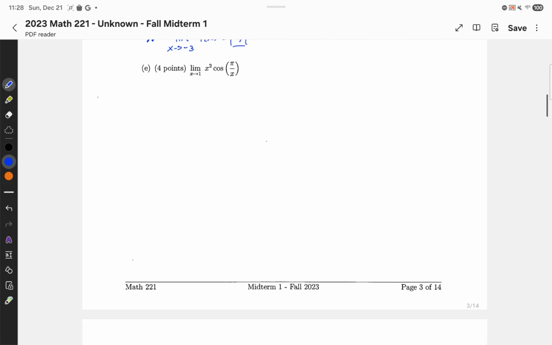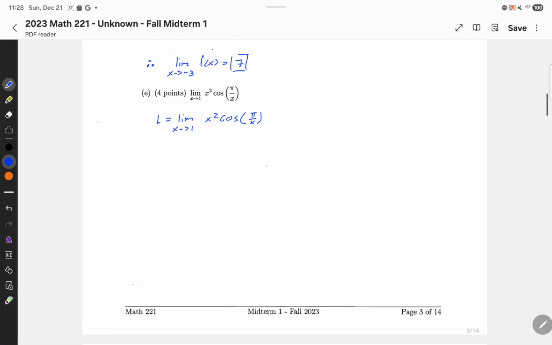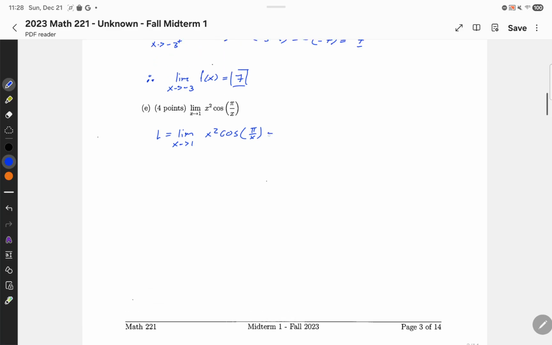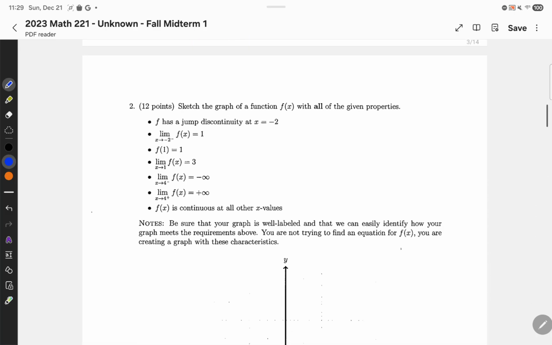All right, moving on to part E, we have the limit as x approaches 1 of x squared cosine pi over x. And now, as always, let's go ahead and just plug in 1, see what happens. We're going to get that this is equal to 1 times cosine of pi. And cosine of pi, if you think about the unit circle, is going to be just minus 1. So this is going to be 1 times minus 1, which is just minus 1. And that's it.